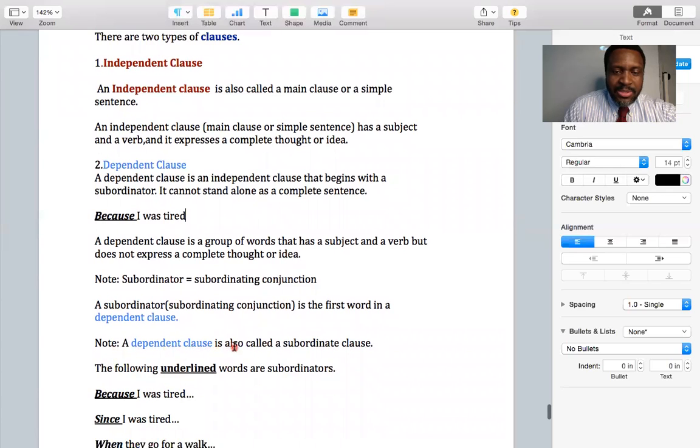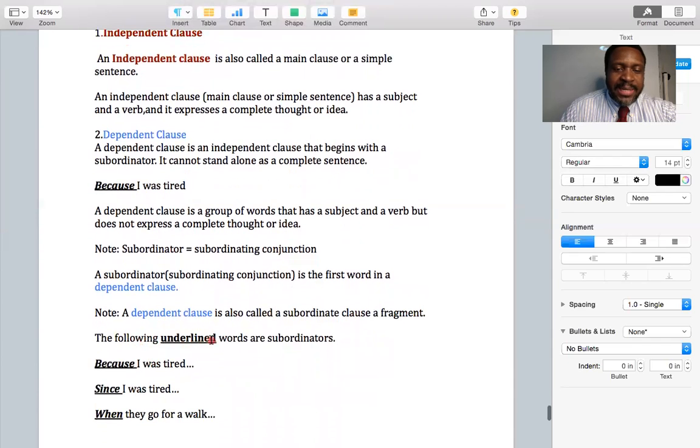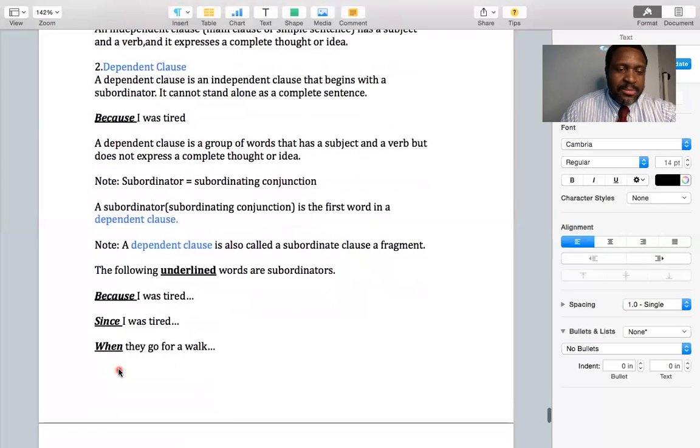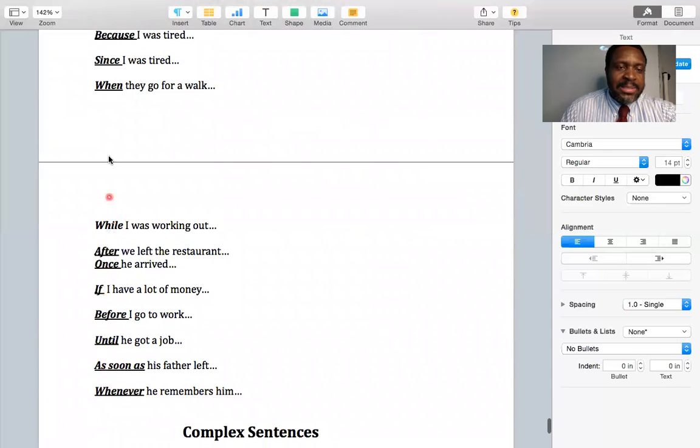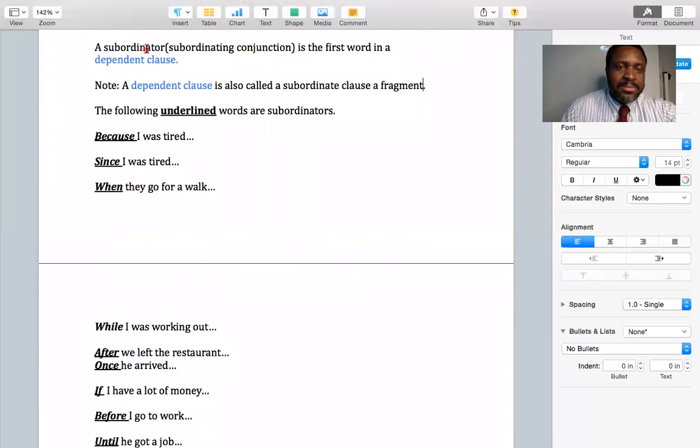A dependent clause is also called a subordinate clause or a fragment. It's also called a fragment because it's not a complete sentence, it's just part. It can be part of a sentence. The following underlined words are subordinators: because, since, when, while. All these underlined words are subordinators.